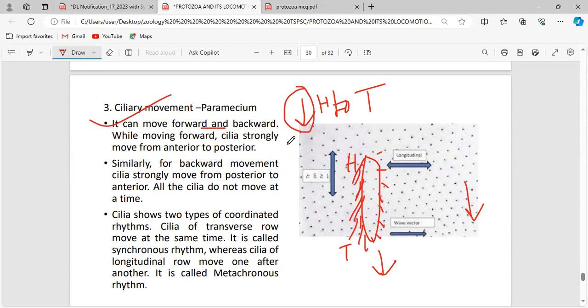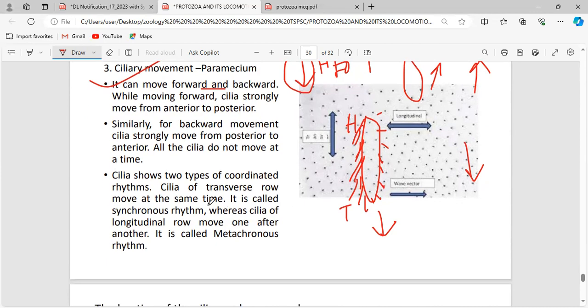Like that, if the animal moves backward, the cilia will move tail to head, just in the opposite direction. You just remember, if the animal moves forward, the cilia will move from head to the tail region. If the animal moves backward, the cilia will move from tail to the head region.